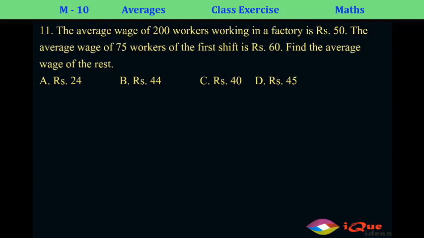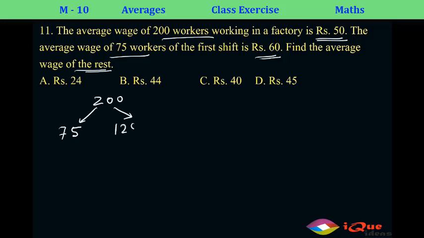Now this question says the average wage of 200 workers working in a factory is rupees 50. The average wage of 75 workers of the first shift is 60. Find the average wage for the rest. So there are total 200 people divided into two groups. If one group has 75 people, that means the remaining group will have 200 minus 75, 125 people.